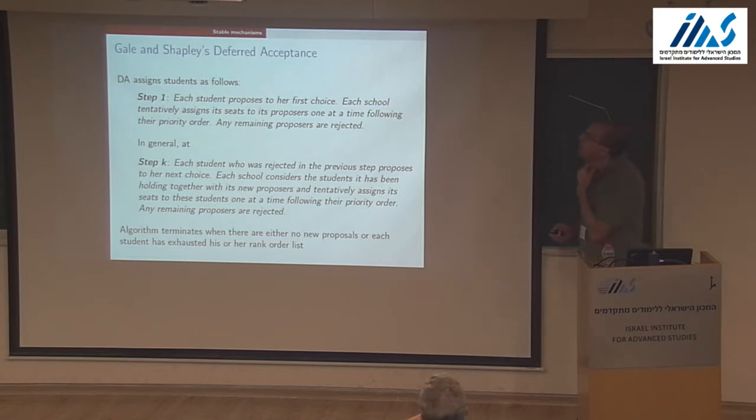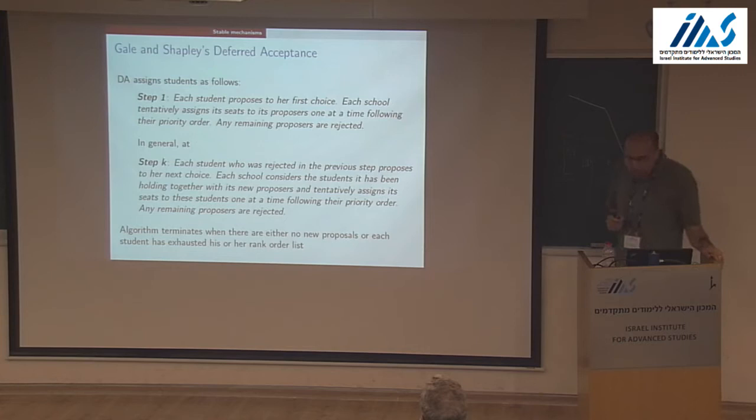Okay, so in deferred acceptance, in step one, each student, and I'm going to do this with student-school language, is going to propose to her first choice. Each school is going to tentatively assign its seats to its proposers one at a time following the priority order of the school. The key word here is tentative. So in step one, the proposals are tentatively held. Any remaining proposer is rejected.